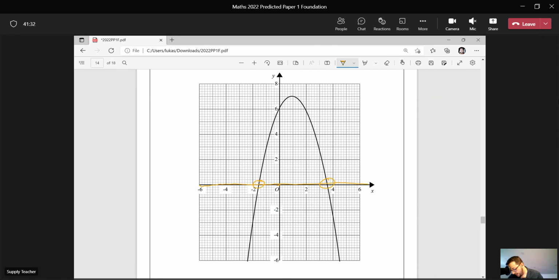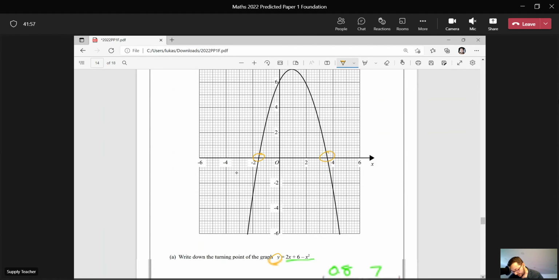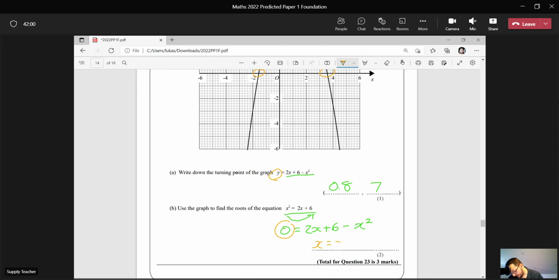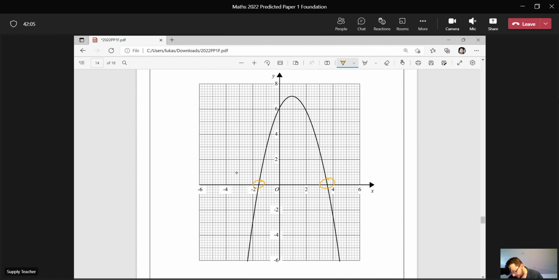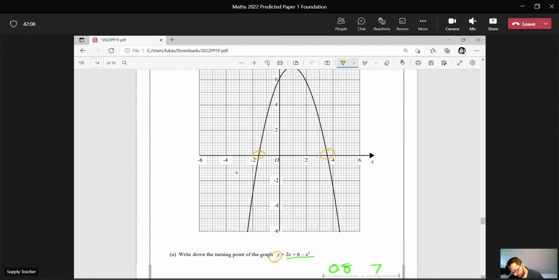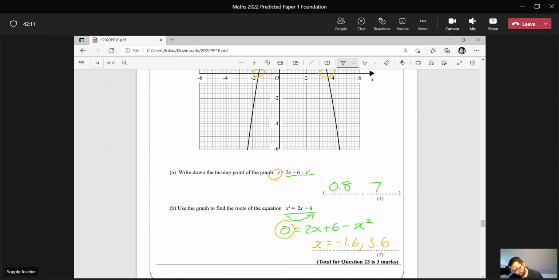So what x's have we got? Well, this first one, can we rub that out to make it a bit more clear? There we go, that's not too bad, is it? So what x have we got here? You've got 2 here, so this bit here is going to be minus 1. But let's not confuse things. This to me looks to be about minus 1.6. So my first x is going to be minus 1.6. And the second one, to me, looks to be about 3.6. And that's that.